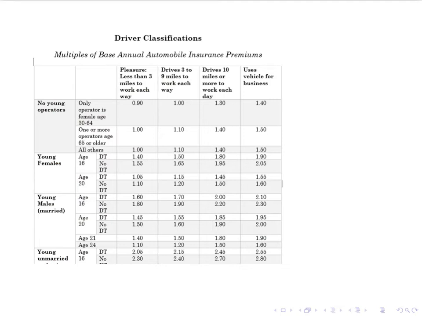The next table, I couldn't fit the whole thing on here, so hopefully you're looking at it in the book. This is driver classification, which has to do with who is actually driving the car. There are a bunch of different categories down here: no young operators, young females, young males that are married, young unmarried males who are principal owner or operator, and young unmarried males who are not principal owner or operator. So make sure you're looking at the correct type of person.